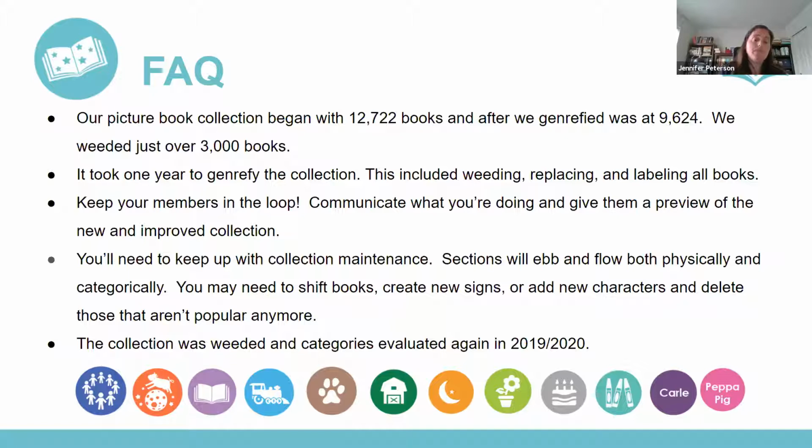Our tech services had the regular collections to deal with, and so we decided, well, we can do that.